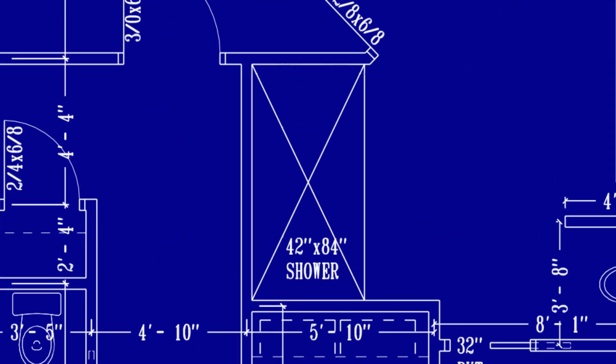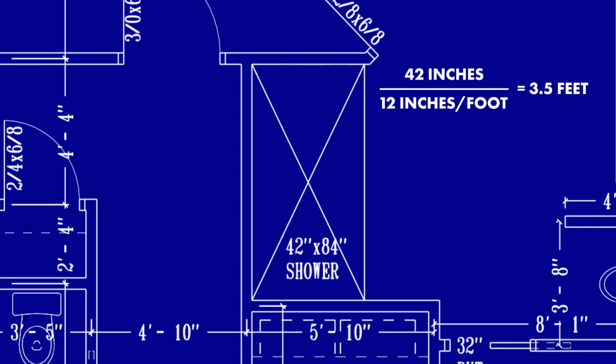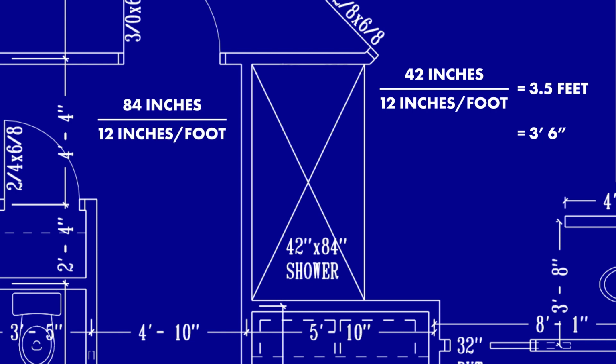If we look at the floor plans for the construction of the house, we can see the area in the ensuite bathroom where the shower will be located. On the plans, we see that the floor of the shower will be 42 inches wide and 84 inches long. Since there are 12 inches in a foot, you can divide 42 by 12 to determine that the shower floor will be 3.5 feet or 3 feet and 6 inches. Similarly, we can divide 84 by 12 to find the shower floor will be 7 feet long.